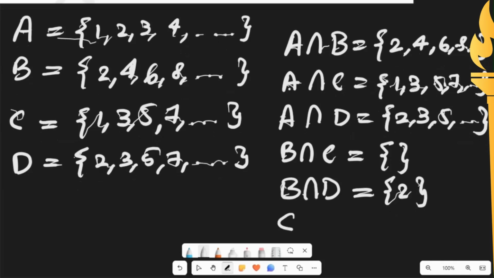Next, lastly, we have C intersection D. C has all odd numbers and D has all prime numbers. So C intersection D would contain all the elements except 2 in the prime number. So we would get 3, 5, 7, 11, and so on.